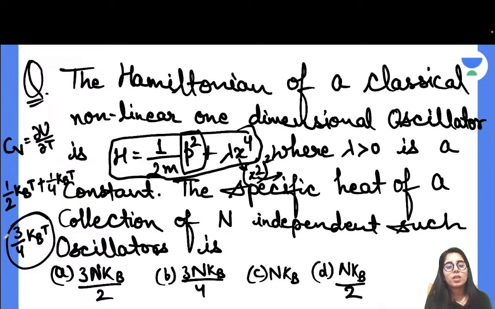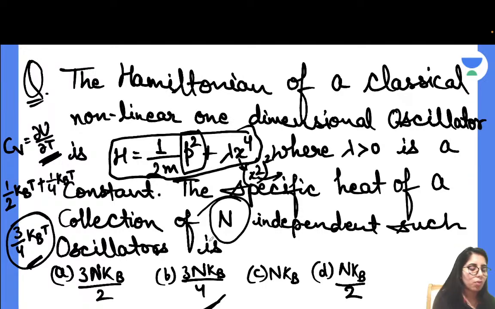Once you got it, what next? You have to consider the specific heat capacity. For that you differentiate it with respect to T, and that will give you 3 by 4 kB. Because you had n such independent oscillators, you just multiply it with n, and that's how you get your final answer. Let me know if there was any doubt, we can talk about it. Otherwise option B is the correct option for this one.